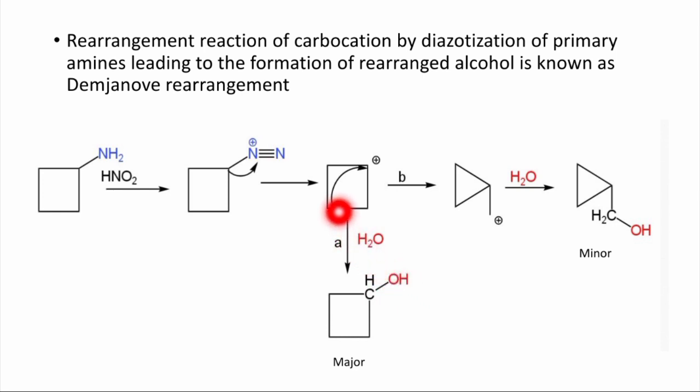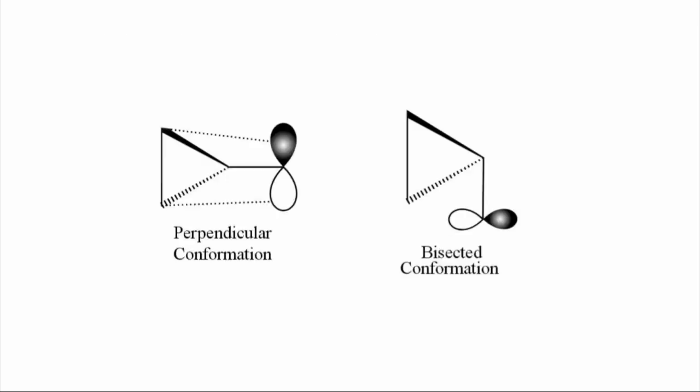And after ring contraction, we get the minor product, this cyclopropyl methyl alcohol. Okay. So why is this the minor product? Because we have discussed that the cyclopropyl methyl carbocation exists in two conformations. One is the bisected conformation and another is the perpendicular conformation.